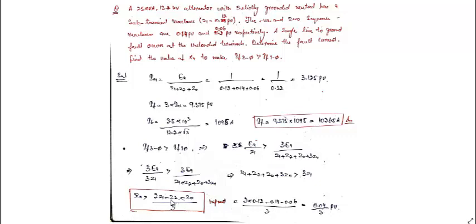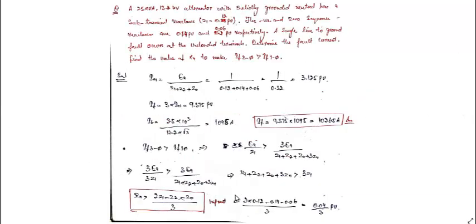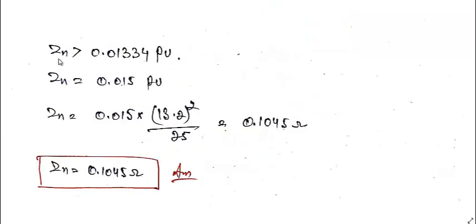If Z1 is equal to Z2, it comes out to be 2 Z1 minus Z1, that is Z1, so Z1 minus Z0 by 3, that is this result. But you can take any one of these depending on what type of question. If Z1 and Z2 are different, then you have to use this. If they are the same, you can use this. So Zn should be greater than 0.01334 per unit. I can take it as 0.015, which is definitely greater than this per unit.